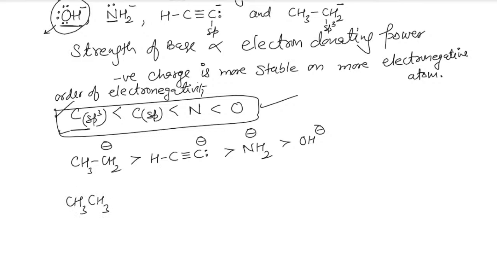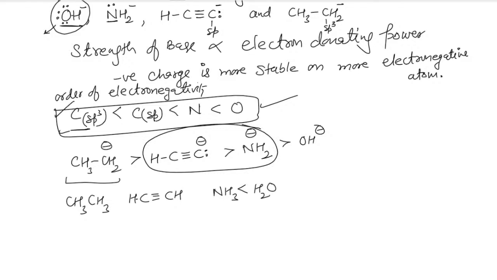Above all, if we compare the acidic strength of its conjugate acids, you know which acid is most acidic? Obviously water is more acidic than ammonia. Sorry, water. CH3NH2. And now if we compare these two, HC triple bond C negative and NH2, you know, carbon and nitrogen, nitrogen is less. Nitrogen and sp hybridized carbon are almost of the same electronegativity.